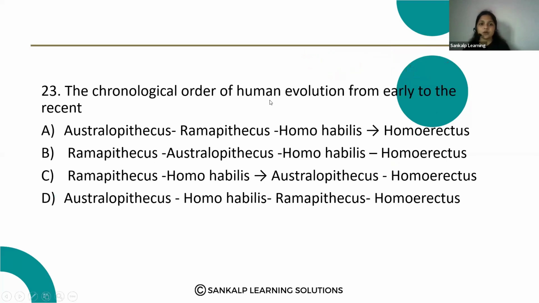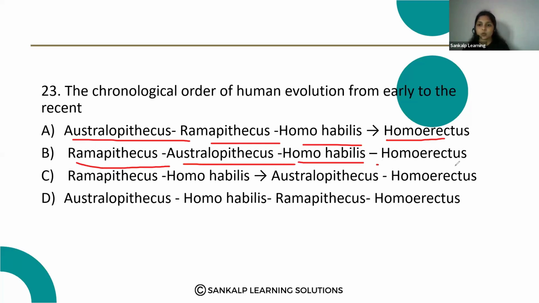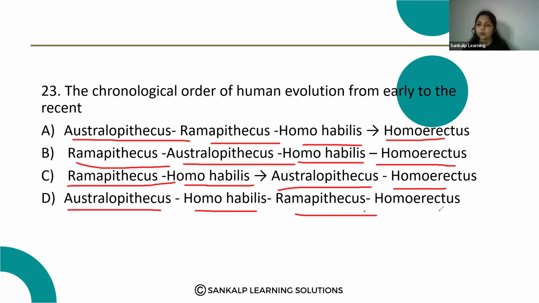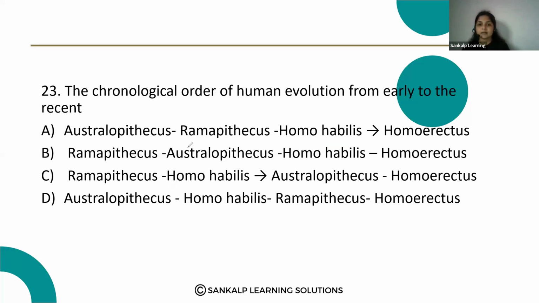Next question. The chronological order of human evolution from early to recent. Option A, Australopithecus, Ramapithecus, Homo habilis, Homo erectus. Option B, Ramapithecus, Australopithecus, Homo habilis, Homo erectus. Option C, Ramapithecus, Homo habilis, Australopithecus, Homo erectus. Option D, Australopithecus, Homo habilis, Ramapithecus, Homo erectus. The first man-like organisms are called Ramapithecus. So that is the correct start.